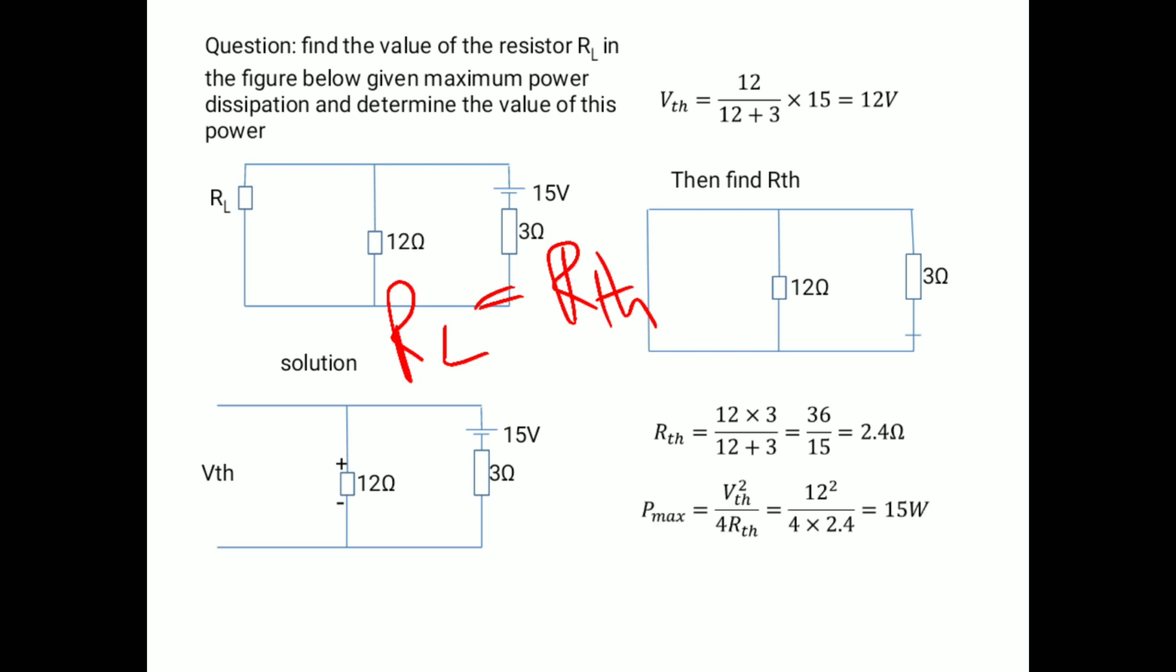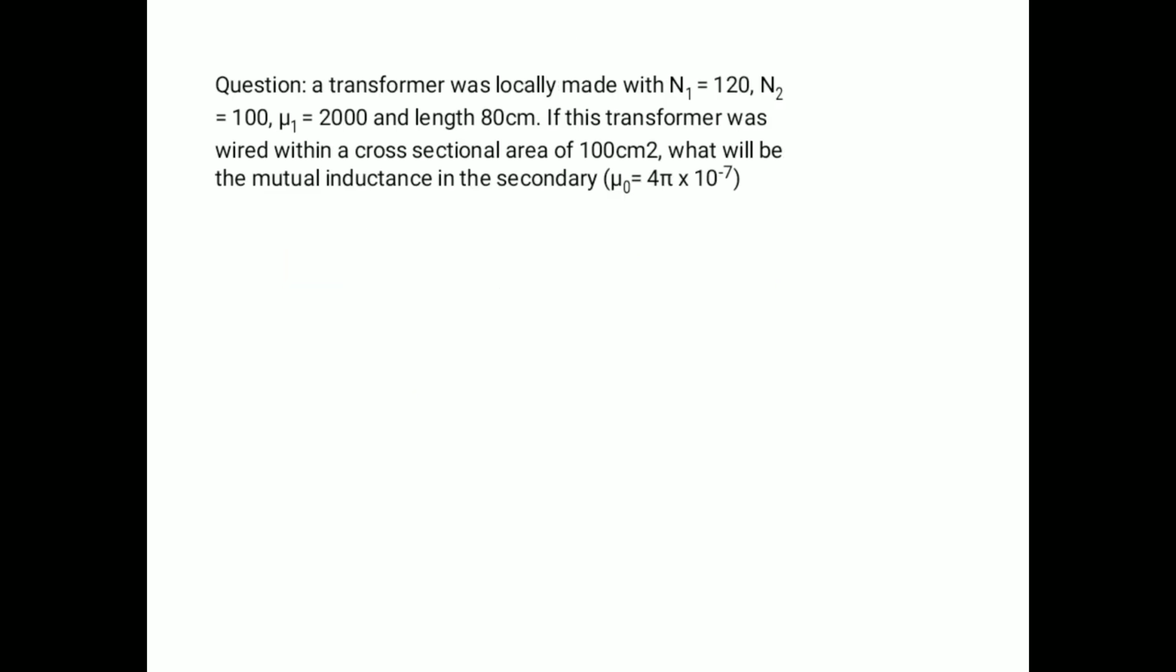Okay, so then the maximum power, from the formula I gave you, is VTH squared all over 4 times RTH. And when you substitute the values, you see that my maximum power is 15 watts. Okay, so we'll move to the next question.